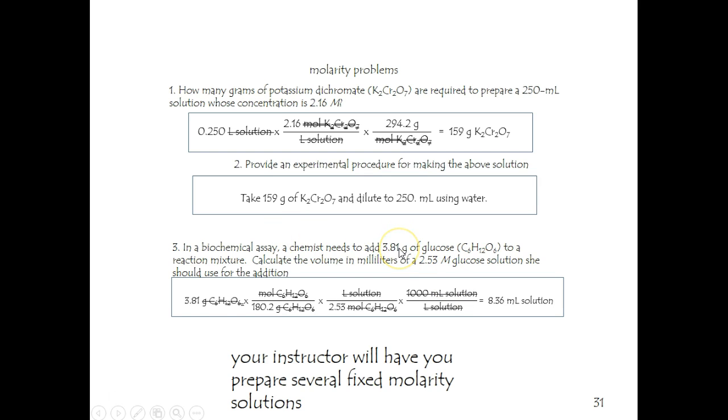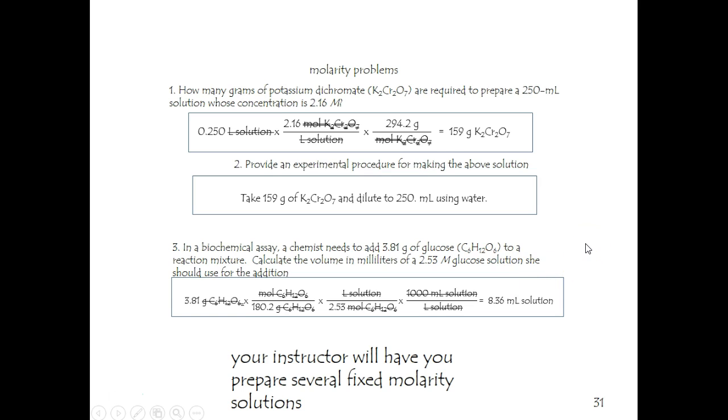If you start with your 3.81 grams and then convert it to moles, it's a very small fraction of a mole. And then figure out, based on the fact that it's a 2.53 molar solution, how many liters of solution you'll need. But they asked for milliliters, so we'll multiply it by 1,000. And it turns out you need 8.36 mL of solution. If you were nervous about that answer, you could then calculate from 8.36 mL of a 2.53 molar solution, and you should see that has 3.81 grams of glucose in it. So that would be a nice way to double check it.